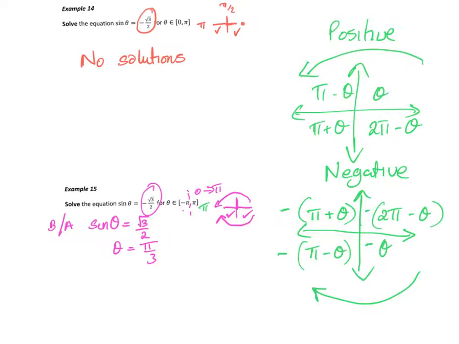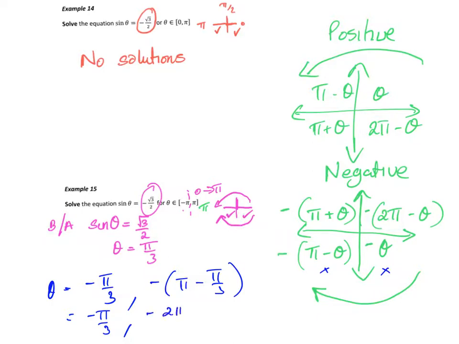Now, where are my solutions for this one? You know that my solutions are in this quadrant and this quadrant. And I know that theta is pi on 3. So therefore, theta is going to be equal to minus pi on 3, because it's minus theta. And the next one is going to be minus of pi minus pi on 3. And what does that give me? Well, minus pi on 3. And this one here, pi minus pi on 3 is 2 pi on 3. And so that becomes minus 2 pi on 3. So going in the negative direction can be a little bit tricky.